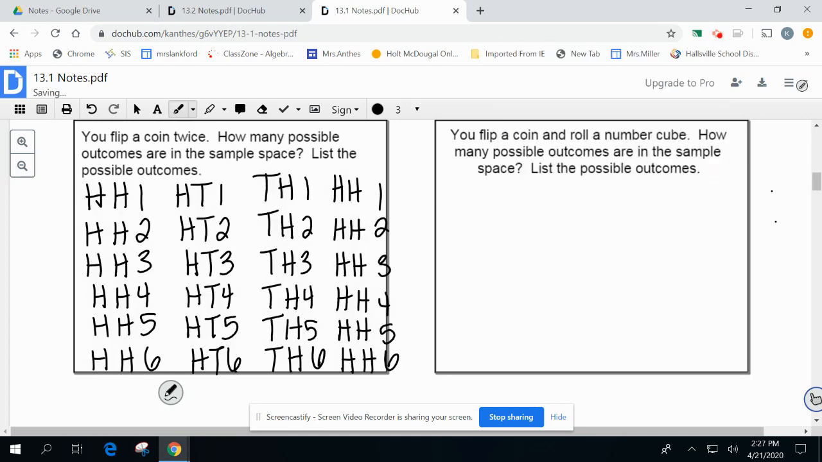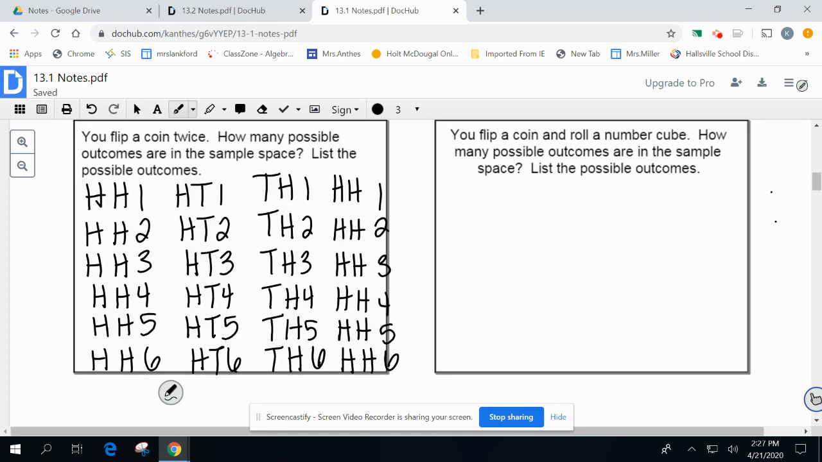Okay, so I went ahead and listed out all of the possibilities for flipping 2 coins and flipping them 6 times in a row. The next question is, you flip a coin and roll a number cube. A number cube is a way of saying a dice. How many possible outcomes are there in the sample space?